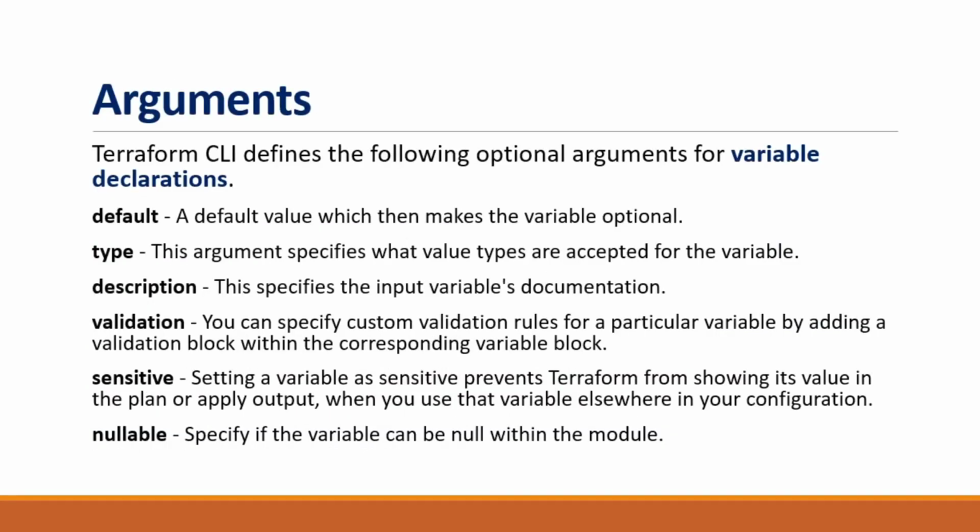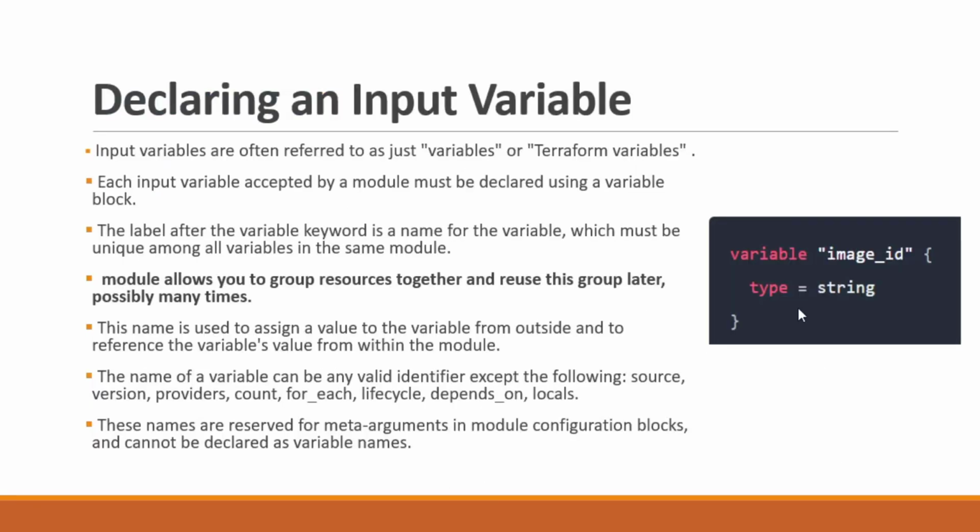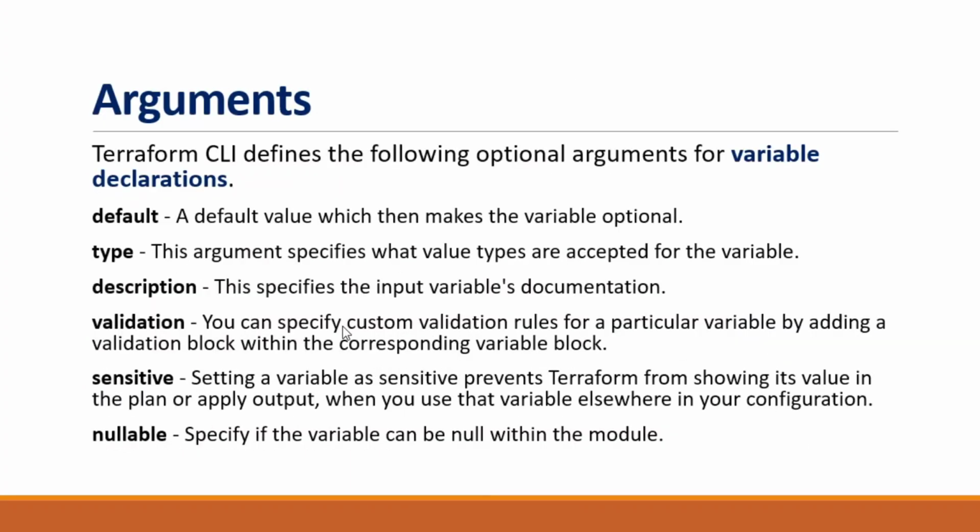Now the next thing is arguments. If I go back to my previous slides, after declaring the variable name, there are arguments such as type. There are many arguments we can use. On the next slide we have default, type, description, validation, sensitive, and nullable. Terraform CLI defines the following optional arguments for variable declaration. These arguments are all optional; it's not mandatory to specify them.